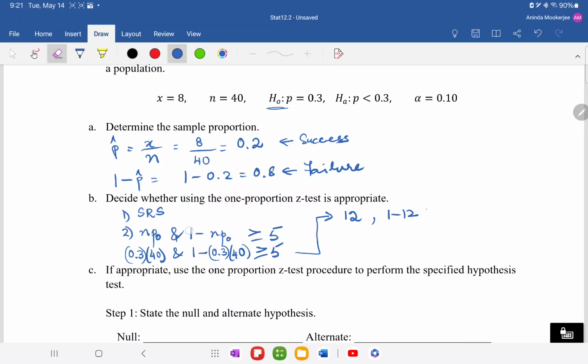Let me correct that. Instead of 1, it should be n. It should be n minus n times p sub 0. So it should be 40 minus 12. And that's greater than 5 as well, so greater or equal to 5. All right, so it meets all the criteria. Therefore, z-test is appropriate.